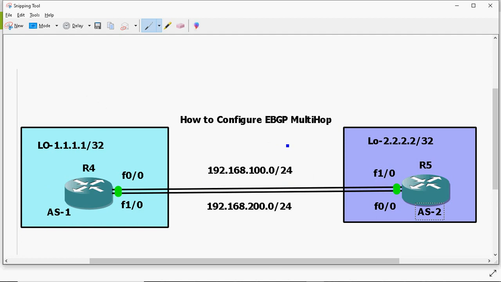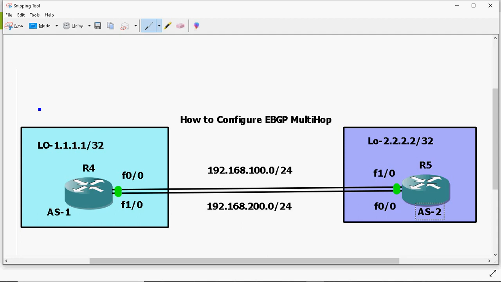So here I have to configure load balancing. So in eBGP, instead of configuring the physical interface as the peering IP, I have to configure the loopback interface. So before that, in the R4 router I will configure a static route to reach the R5 loopback, and in the R5 router I also configure a static route to reach the loopback of the R4 router. So in the R4 router, just configure the static route.